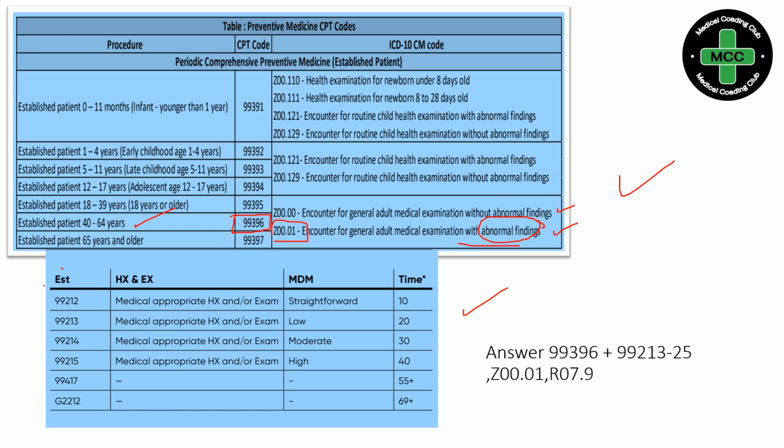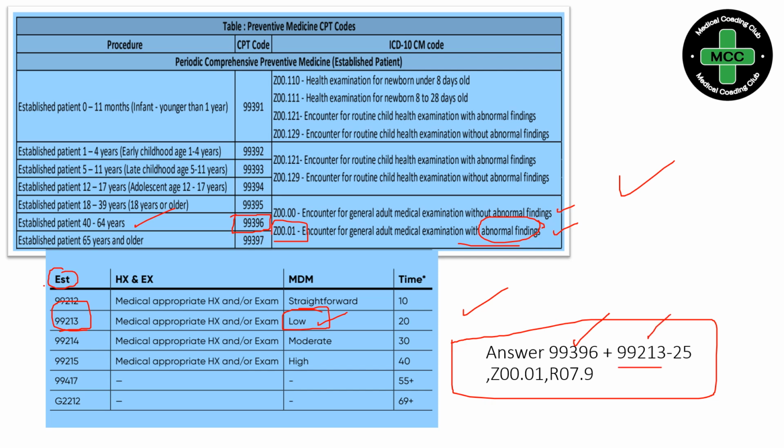Coming to E&M, the patient is an established patient and the provider also performed low MDM. Low MDM is 99213. So the final answer I have given: 99396 is for the preventive service, established, patient age 45 years, and 99213 is for low medical decision making, and modifier 25 we are using according to our coding guidelines. Whenever we are billing these two E&M services, we will use the 25 modifier with our office or outpatient E&M code. This is the right sequencing.